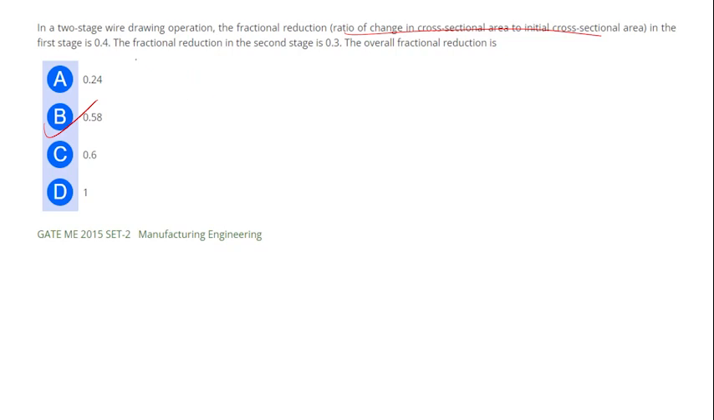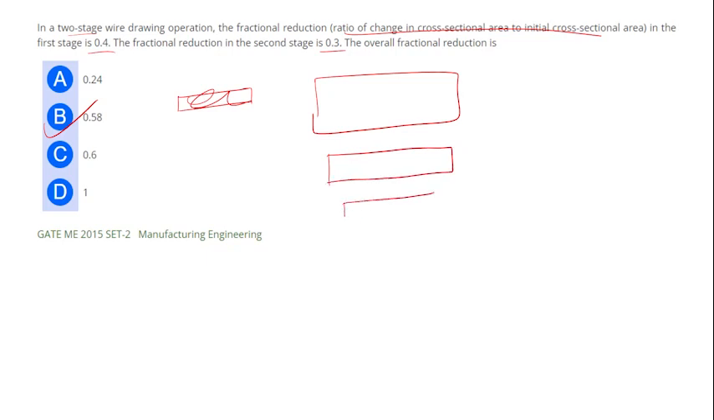Suppose you're drawing a wire, you're reducing the cross sectional area. While drawing, we are reducing the cross sectional area. It is a two stage process. In the first stage we reduced the area, with fractional reduction 0.4. Then we performed one more stage and removed 0.3. So it is asking, you reduced a little in the first stage, then a little in the second stage, what will be the overall fractional reduction? In the first stage it was 0.4.